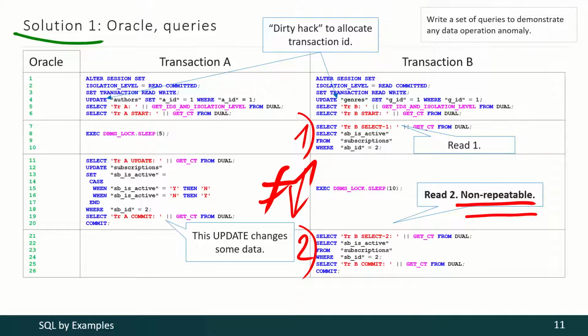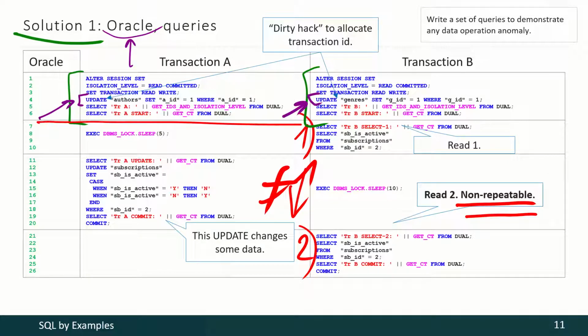To demonstrate that idea, we also have to start with some preparations, and the most interesting part here is this update operator. I hope you remember that in Oracle we cannot start a transaction explicitly, but we may start a transaction by any data modification, like this. And then the main action begins.